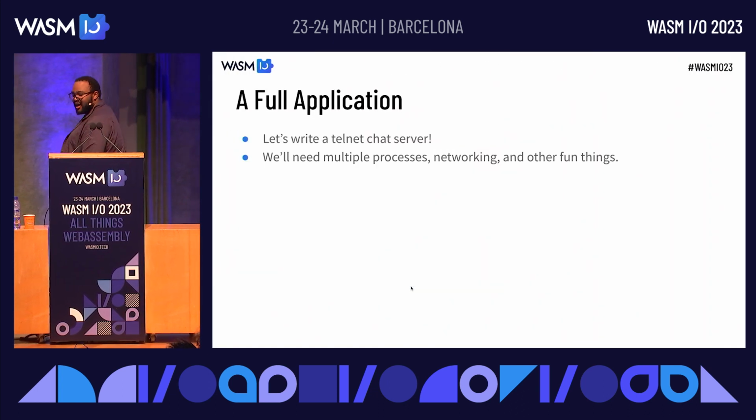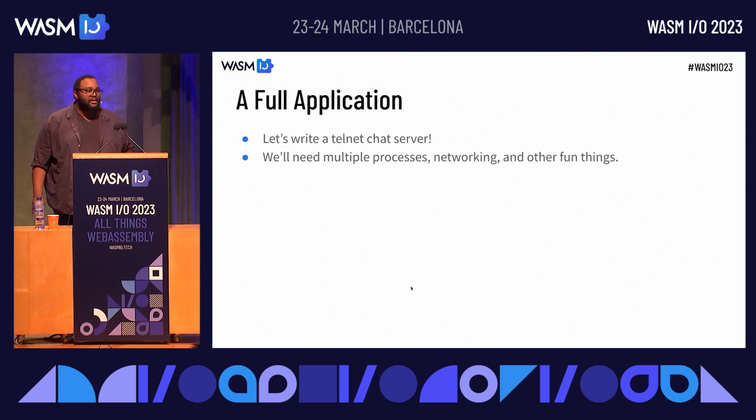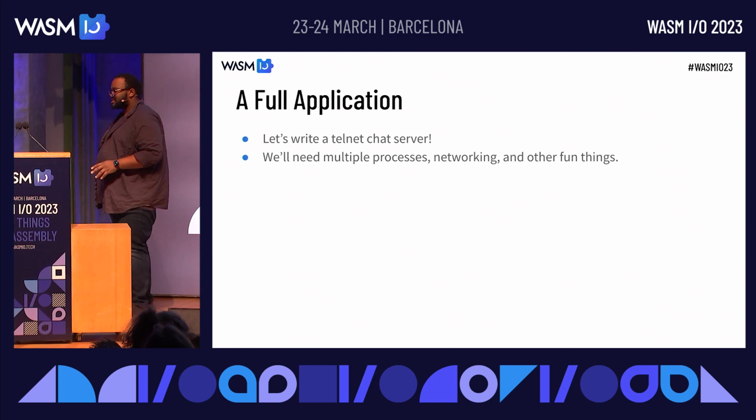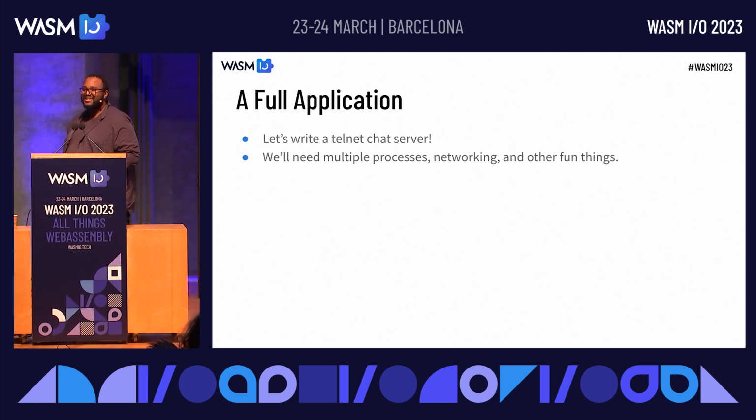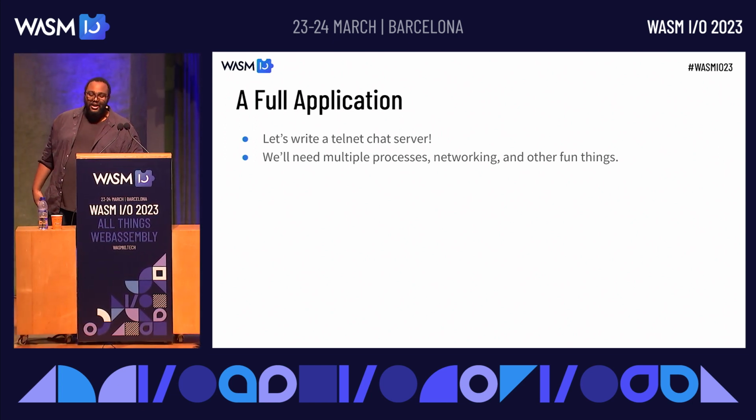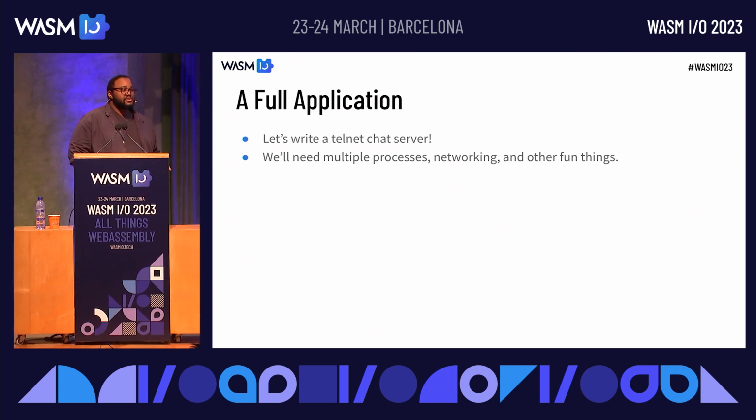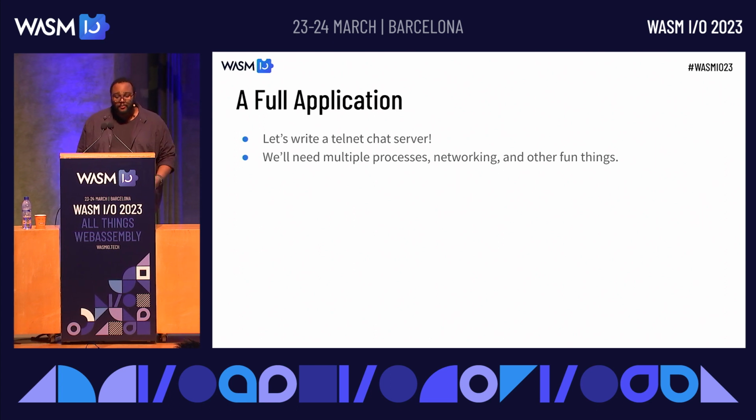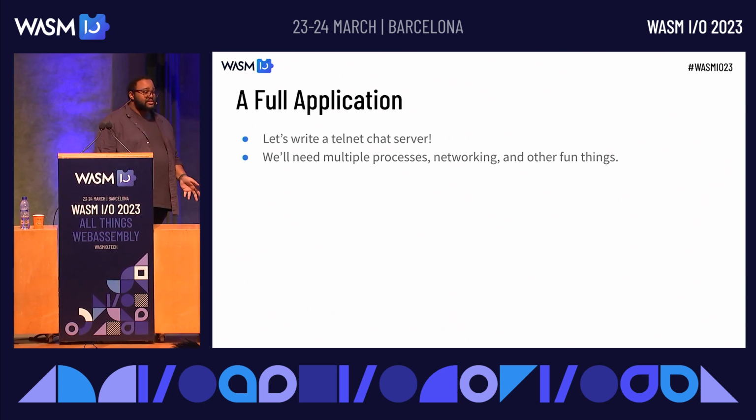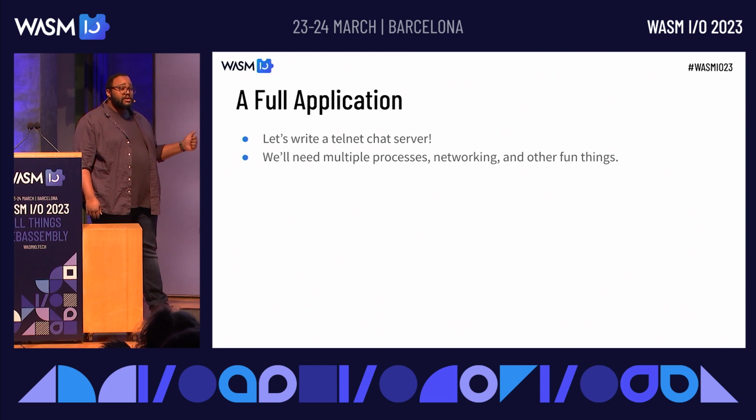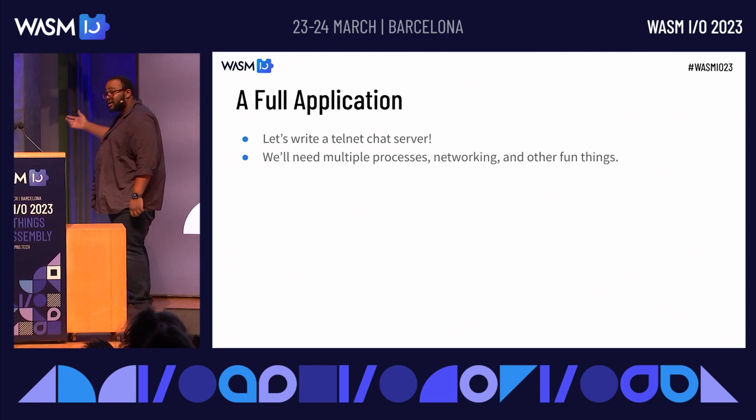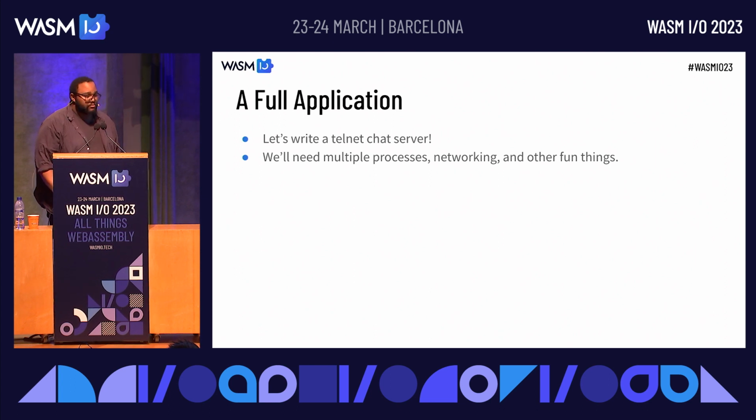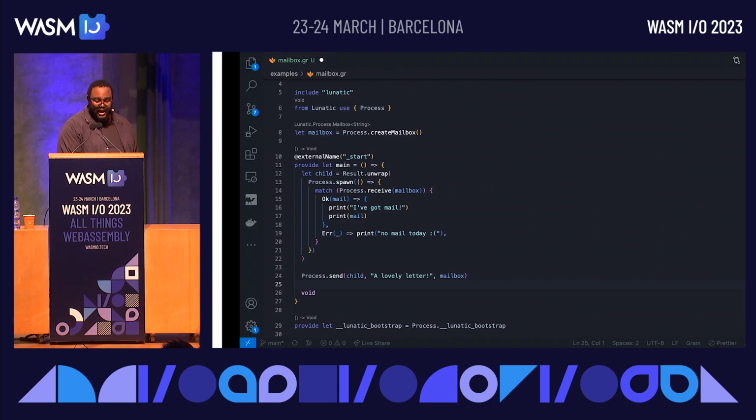So let's talk about a full application. We're going to write a Telnet chat server. Now, this is a complete rip of the Rust version of the Lunatic Telnet chat server, but it's pretty cool. And this one's in Grain, so it's, in my opinion, a little bit easier to understand and follow the code. We're going to need a lot of stuff to get this done. We need multiple processes, we need networking, and we're going to need some other fun things. So let's go ahead and get into that.